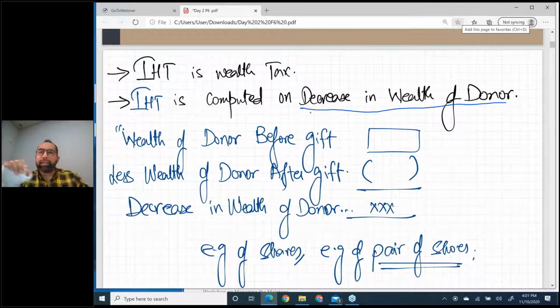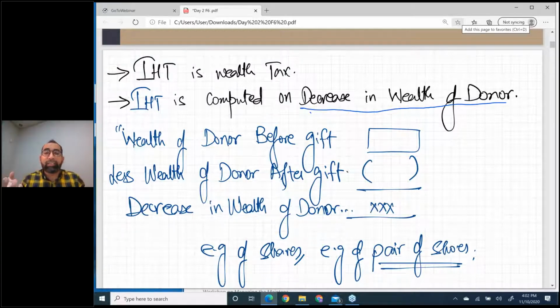of the donee. But a student can ask, sir, if you are giving this pen to your son, this pen is going out of your pocket and into the pocket of the son. So the increase in wealth of the donee equals the decrease in wealth of the donor. Yes, in this case you are right, but not always. You might have heard the example of a pair of shoes. If the pair is combined, the value is different, but if the right shoe and left shoe are separate, the value is definitely different. So that's why the tax department has made this law that IHT is calculated on the decrease in wealth of the donor.